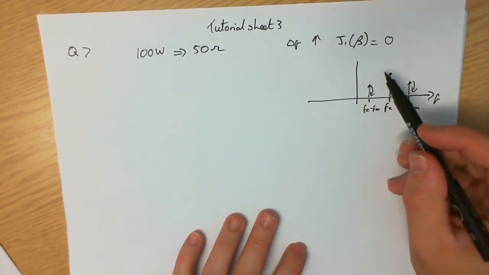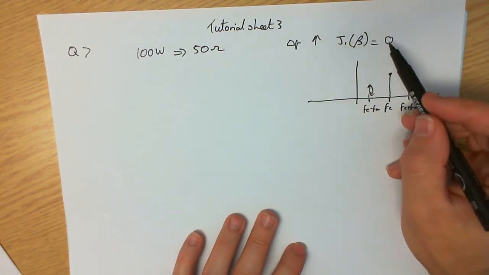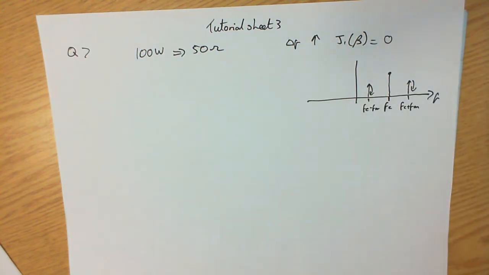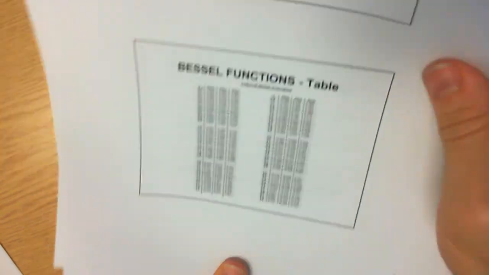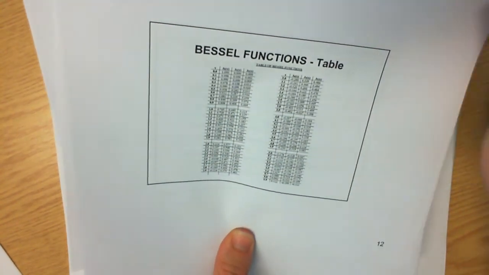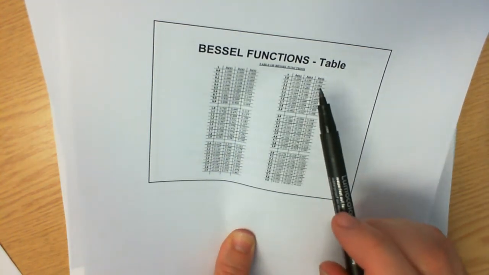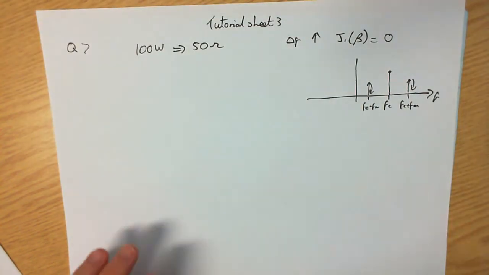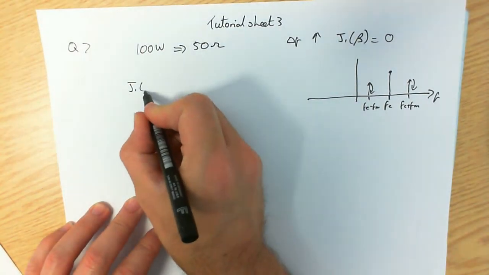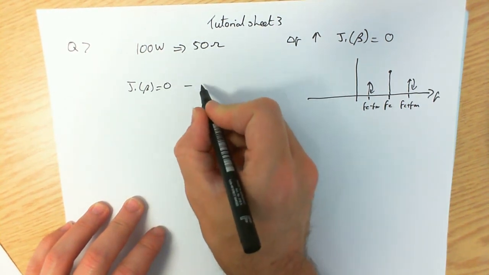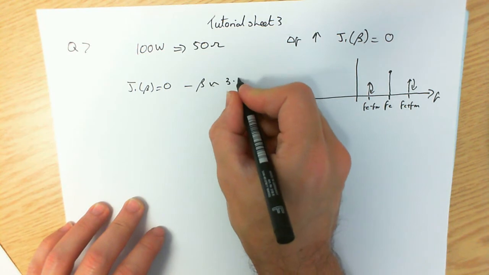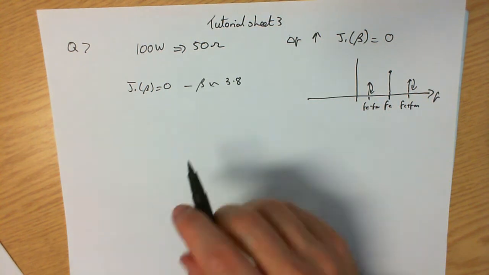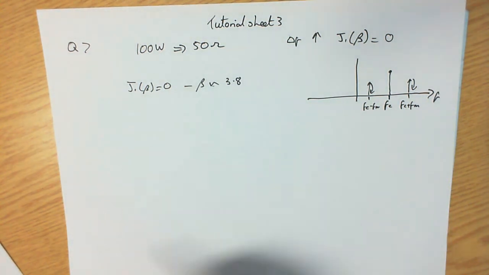So we've got to find the value for when J1 of beta is equal to 0 so that we can get the modulation index. Again, I'm looking at the tables in the notes, and I'll show those so you know which part of the notes I was using. It's the Bessel function table. What I'm looking for is when J1 of beta goes to 0, and that happens when beta is roughly equal to 3.8. So that's the first useful bit of information: we've got an estimate for our modulation index.